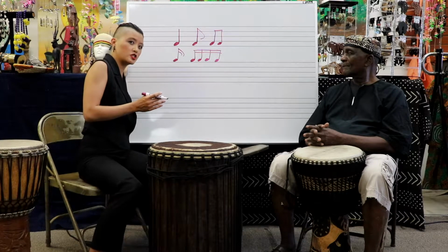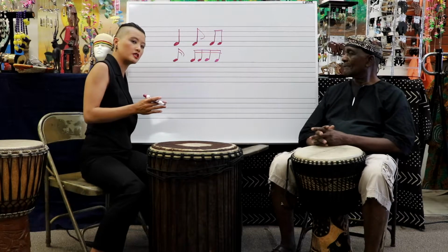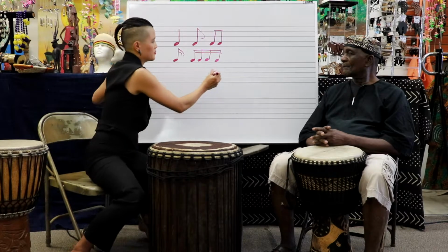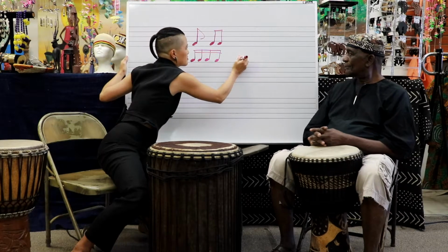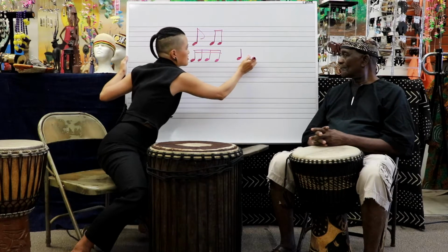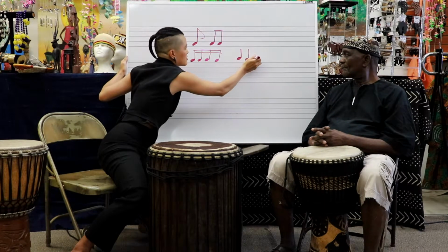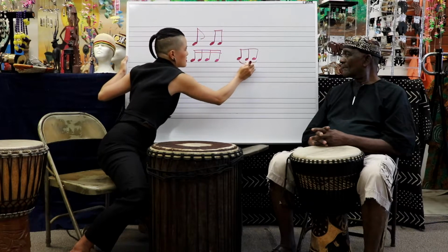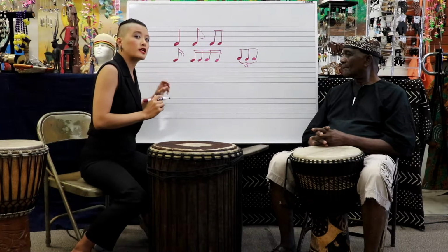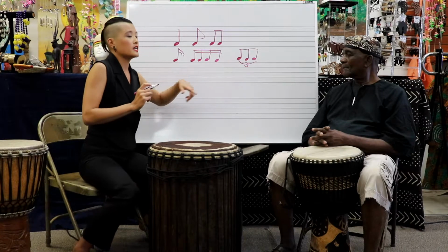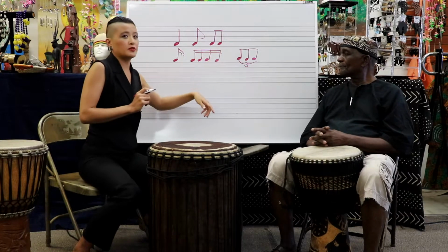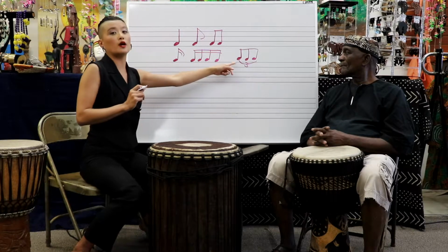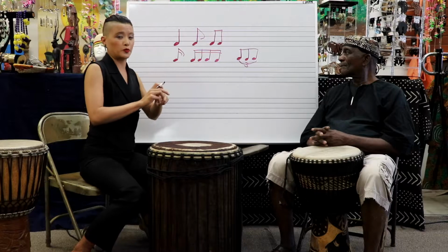Another type of subdivision that we talked about, but we won't be focusing on today, is the triplet subdivision. It looks like this: three eighth notes strung together with the number 3 either on the bottom or the top. This simply means that 3 eighth note values fit into 1 beat rather than 2.